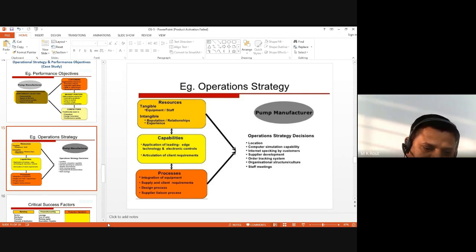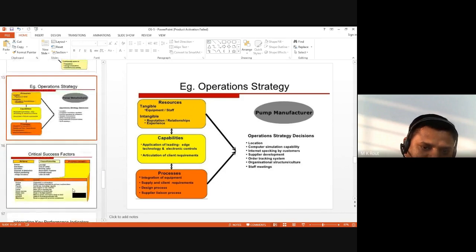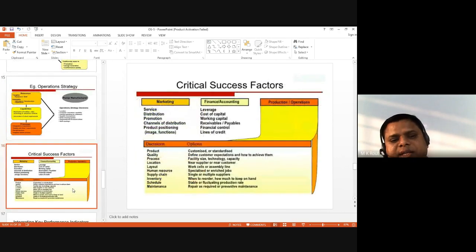So moving to the next part: after getting the operational strategy and performance strategy, these are the critical success factors, which you can say are the biggest conclusion from this particular case study. First one is in case of marketing, that is service, distribution, promotion, channel of distribution, product positioning, image and functions should be included. In case of financing and accounting, that is leverage, cost of capital, working capital, receivable and payable, financial control, and line of credit should be included.